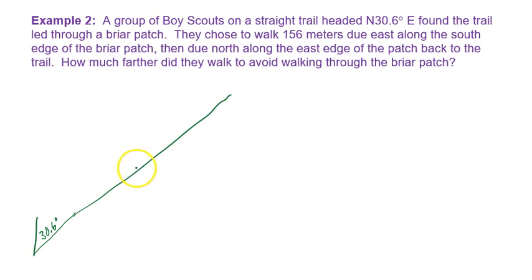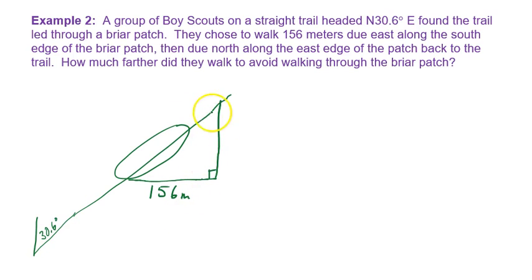But at some point in there, they hit a briar patch. And instead of going through the briar patch, they decide to go east 156 meters and then north. So that would make a 90-degree angle right there. Now, obviously, I probably need to extend my briar patch here.